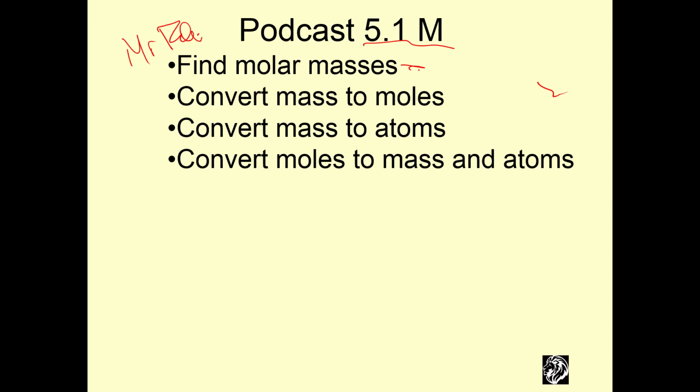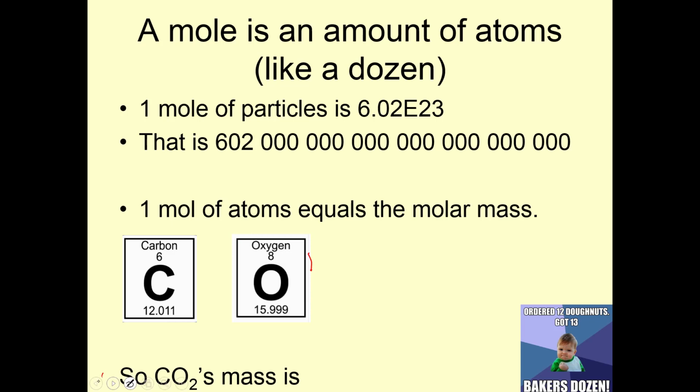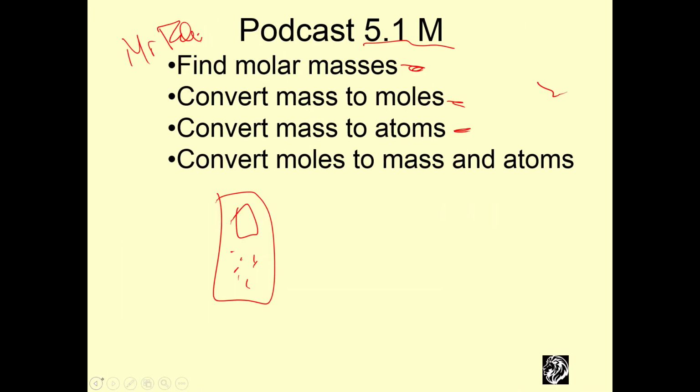We're going to find out how to find molar masses, convert mass to moles, convert mass to atoms, and convert moles to mass and atoms. So that's pretty much it. So get out your calculators and the periodic tables I told you to pick up in class. If not, print out a periodic table from the internet or have it in another window so you can look at it and see what we're doing with it. Let's run.